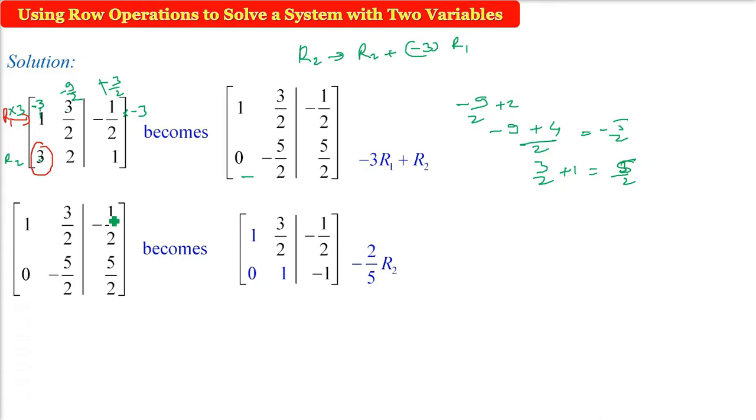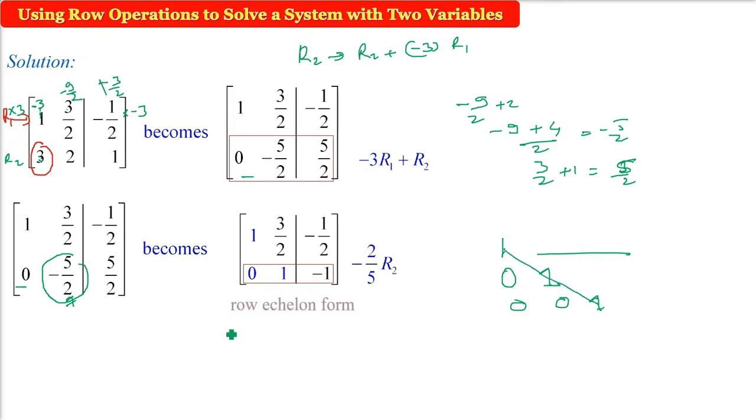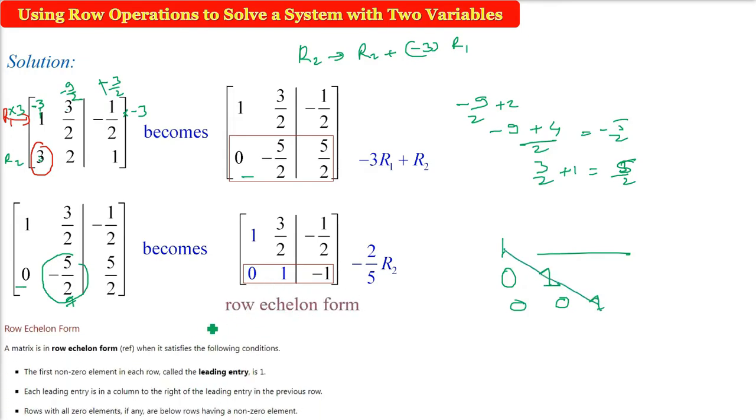Now this negative 5/2 has to be made 1 because we want the echelon form. So in order to get negative 5/2 as 1, we have to multiply the second row by negative 2/5. So 1 leading, then the second row will have the 1 below, you can say at the diagonal of the first 1. The below 1 will be 0.